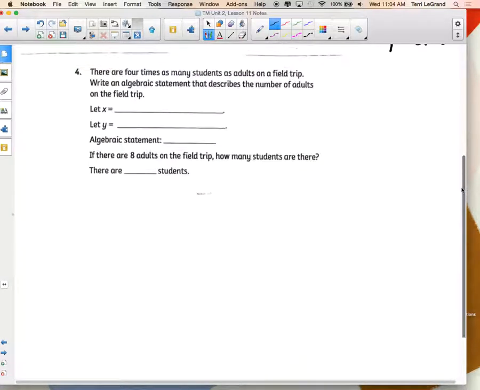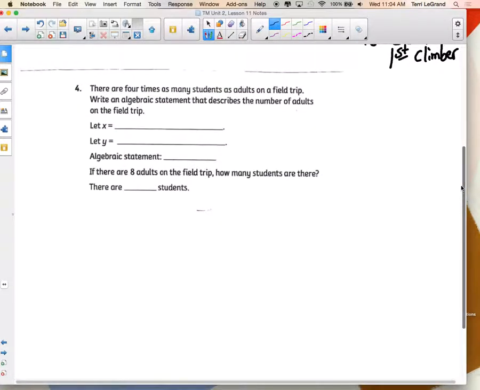There are 4 times as many students as adults on a field trip. So tell me, what would that look like if there's 4 times as many students as adults on a field trip? What would that look like? Can somebody describe maybe a field trip and the number of people going? You know what I mean. What would that look like? 4 times as many students as adults.